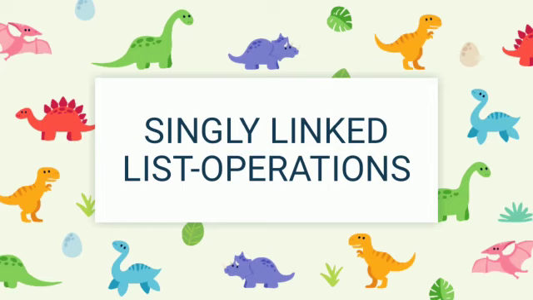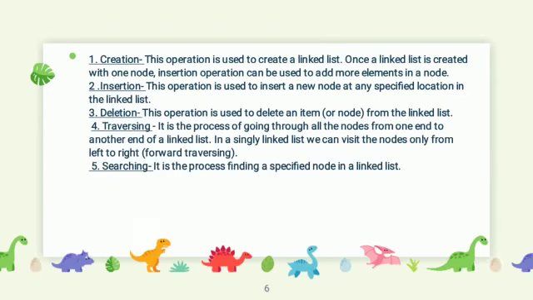Next we see the operations performed on singly linked list. The first operation is creation. It is used to create a new linked list. A linked list is created with one node. Then insertion and deletion operations can be used to add more elements in the list.